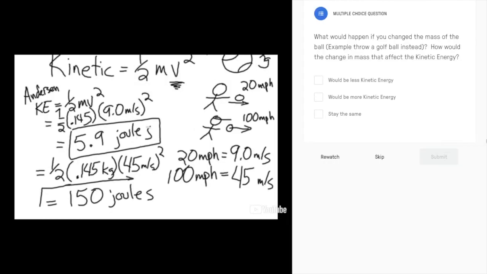For our next question, what would happen if you change the mass of the ball? Example, throw a golf ball instead. How would the change in mass affect the kinetic energy? Would it be less kinetic energy? Would it be more kinetic energy? Or stay the same?